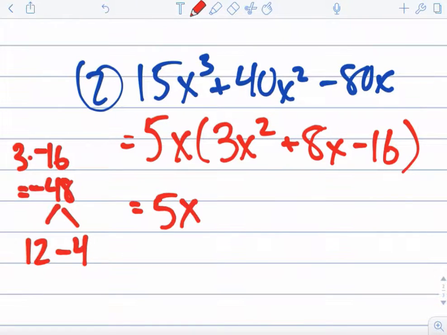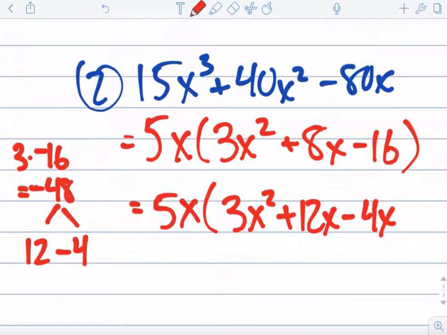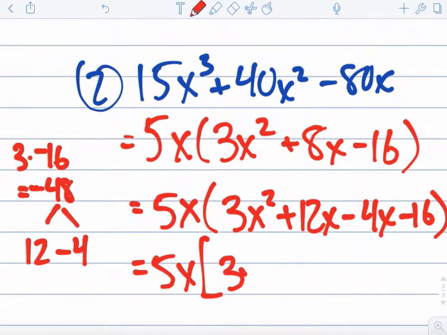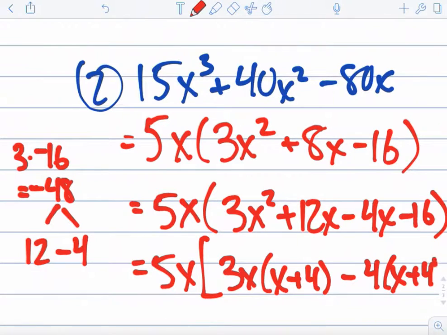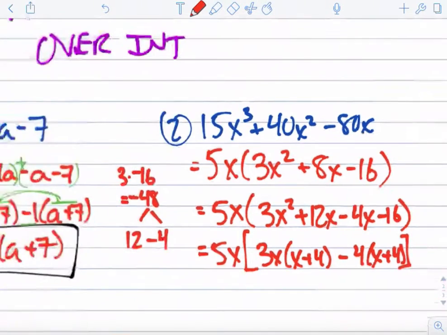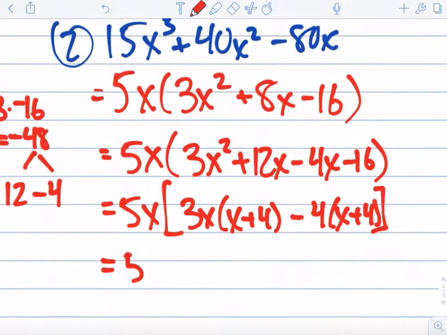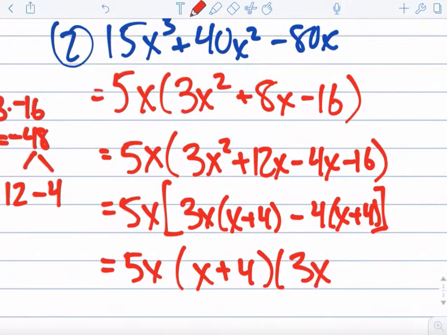So I have a 5x. I also have a 3x squared plus 12x minus 4x minus 16, or 5x. I can pull a 3x out, and I'm left with x plus 4. And pull out a negative 4 out, and I'm left with x plus 4. And then I've got 5x, and then I've got x plus 4 times 3x minus 4.